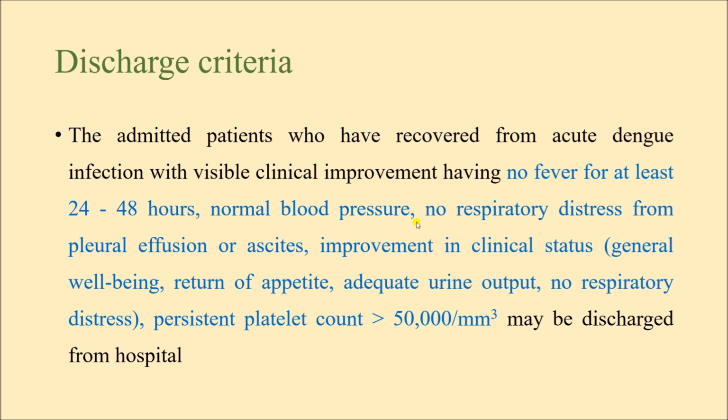Blood pressure is normal. There is no respiratory distress from pleural effusion or even there is no ascites. Improvement in the clinical status like general well-being, return of appetite, adequate urine output, and no respiratory distress. The platelet count is persistently above 50,000 per cubic millimeter. In all these cases, if all these are present in the person, then the patient can be discharged from hospital. So this is about the discharge criteria.